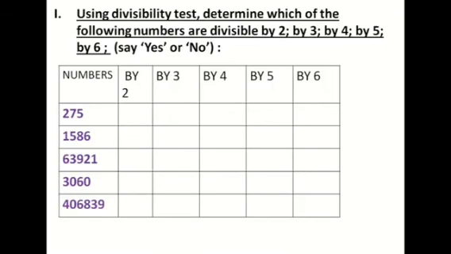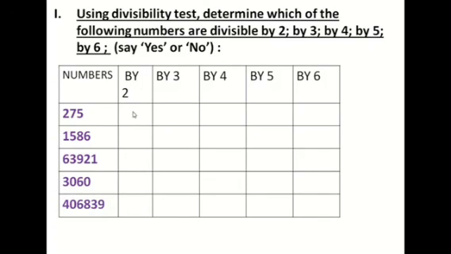Now look at the assignment here. First one, using divisibility test, determine which of the following numbers are divisible by 2, by 3, by 4, by 5, by 6. Say yes or no. You already learnt all the rules. So please go through all the rules and then try to work out these sums.